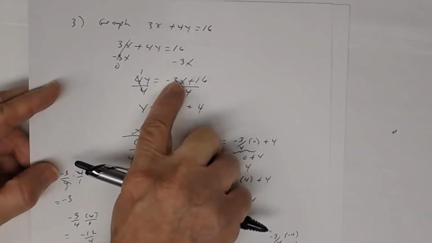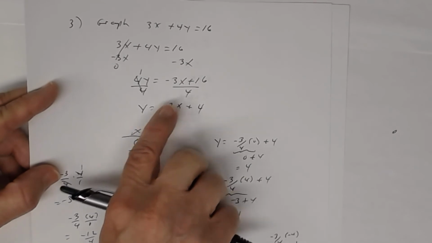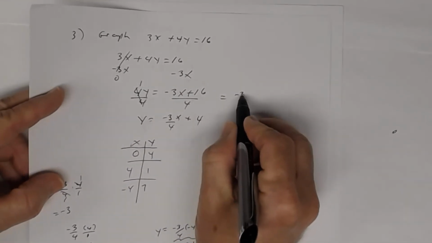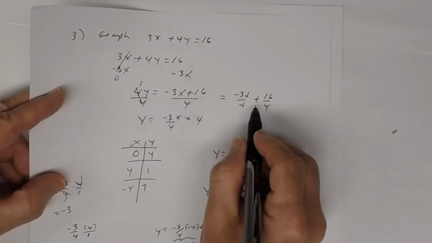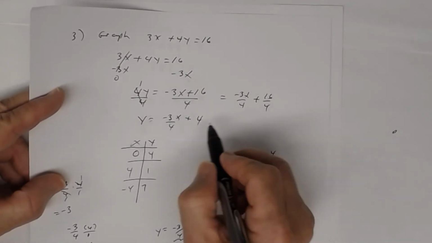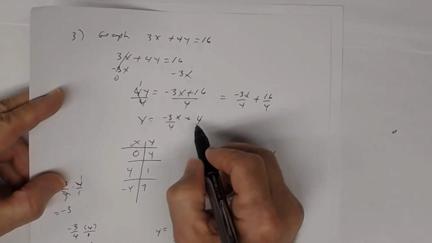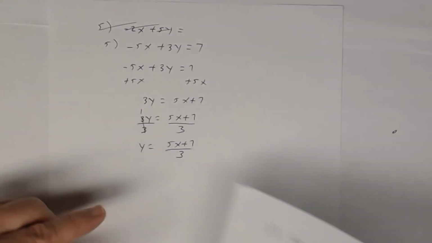I told you, I said rewrite this as two fractions. So when you rewrite this as two fractions, you get negative 3x divided by 4 plus 16 divided by 4, right? And then reduce. So the 16/4 was reducible to an integer. We have a problem here, though.